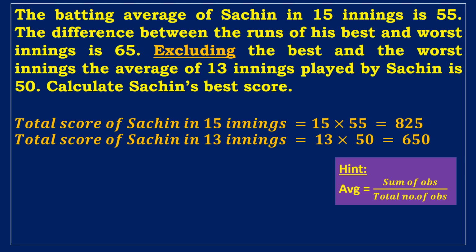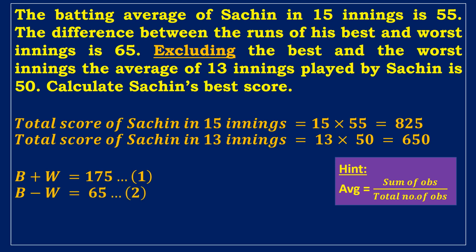The batting average of Sachin in 15 innings is 55. The difference between the runs of his best and worst innings is 65. Excluding the best and the worst innings, the average of 13 innings played by Sachin is 50. Calculate Sachin's best score. To calculate Sachin's best score, we can use the information given in the problem to set up and solve a system of equations.